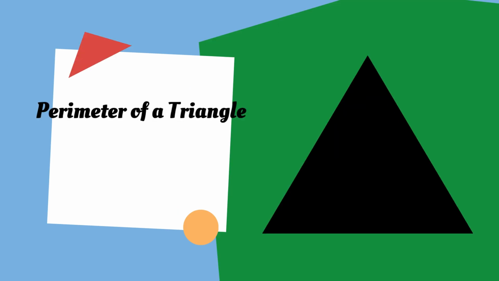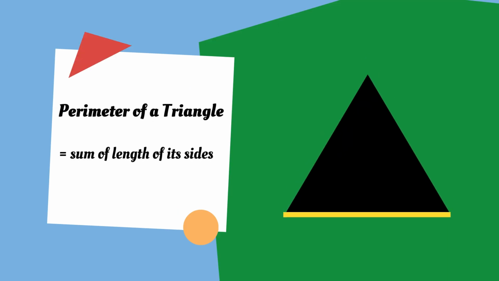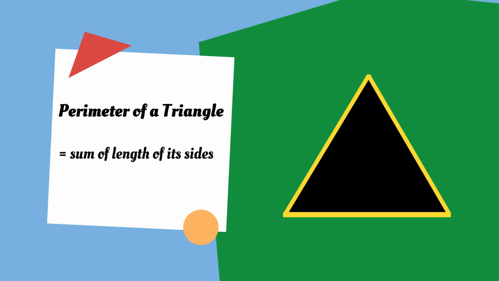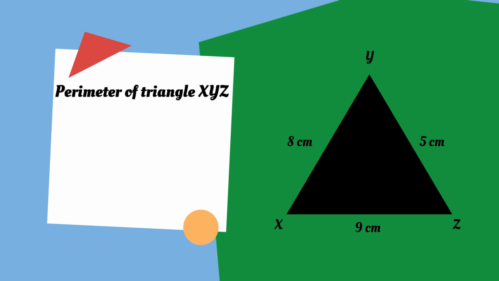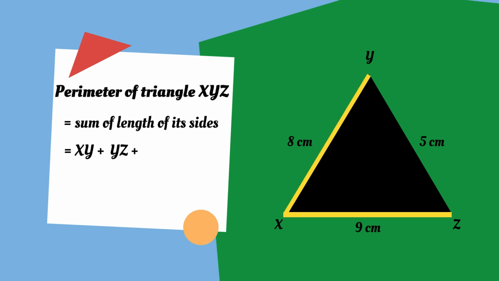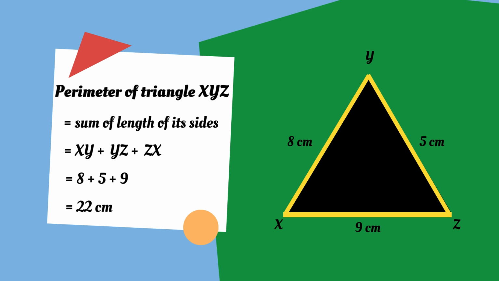The perimeter is the total length around the triangle, which is the sum of all its sides. Now, let us determine the perimeter of a triangle with sides measuring 8 cm, 5 cm and 9 cm. The formula for the perimeter of a triangle is the sum of the length of its sides. Considering the lengths of its sides as 8 cm, 5 cm and 9 cm, we get the perimeter as 22 cm.